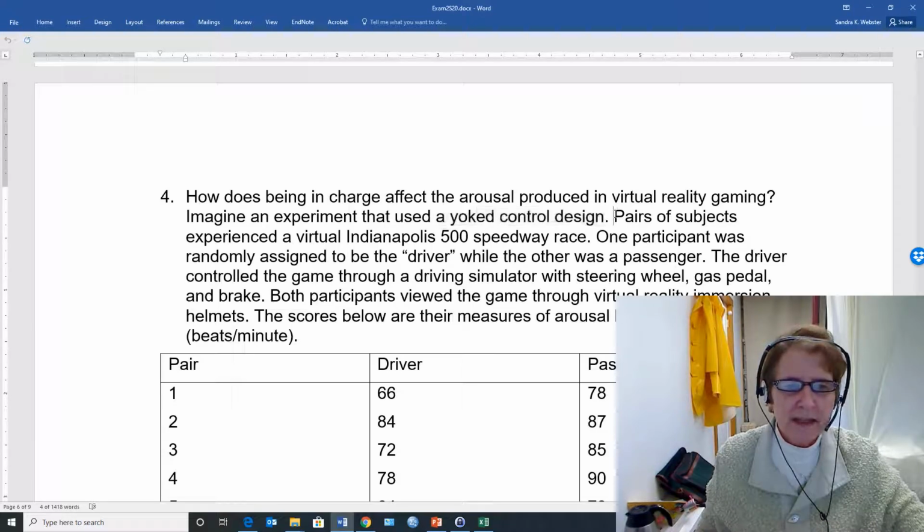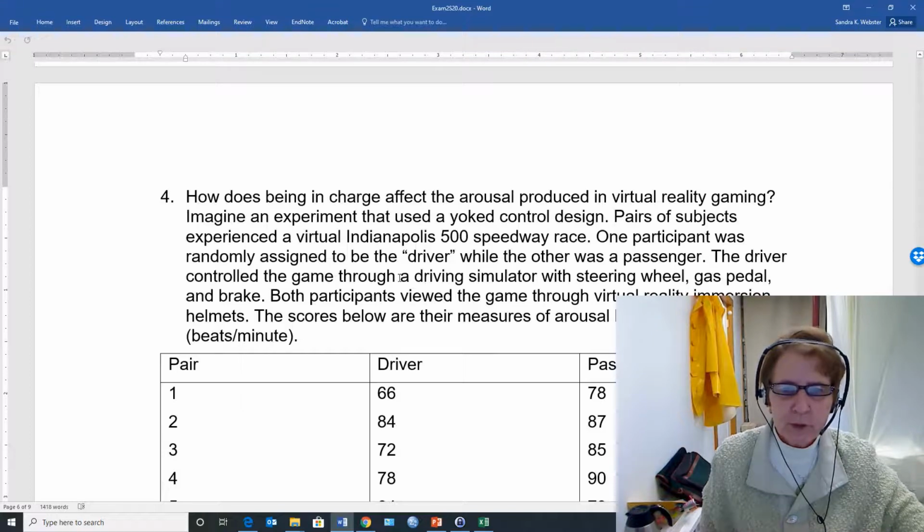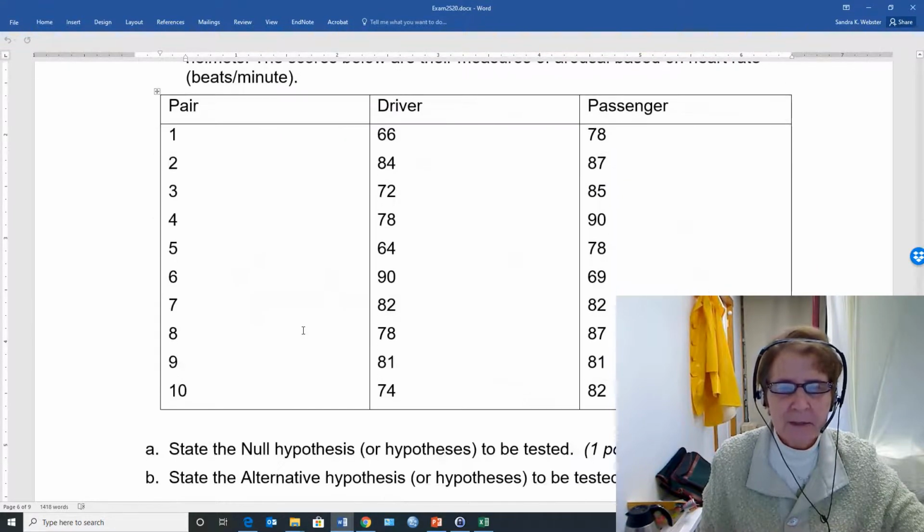So here's what that is. Pairs of subjects experienced a virtual Indianapolis 500 speedway race. One participant was randomly assigned to be the driver, while the other was the passenger. So they are essentially yoked together and experience everything in the experiment as a pair. The driver controlled the game through driving a simulator with steering wheel, gas pedal, and brake. Both participants viewed the game through virtual reality immersion helmets. The scores below are their measures of arousal based on heart rate, beats per minute. And then we've got some data.